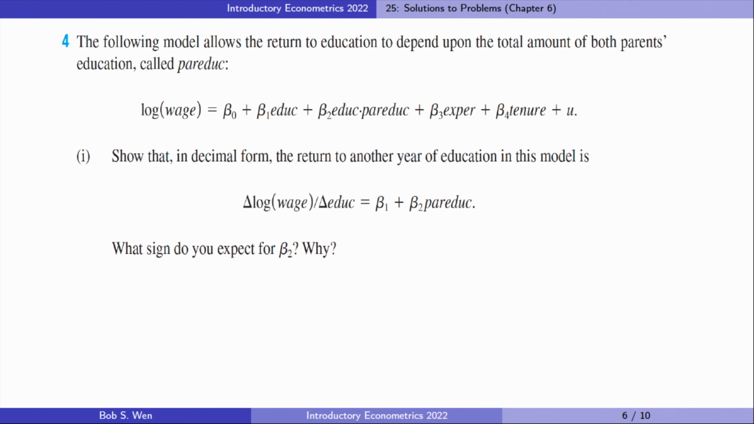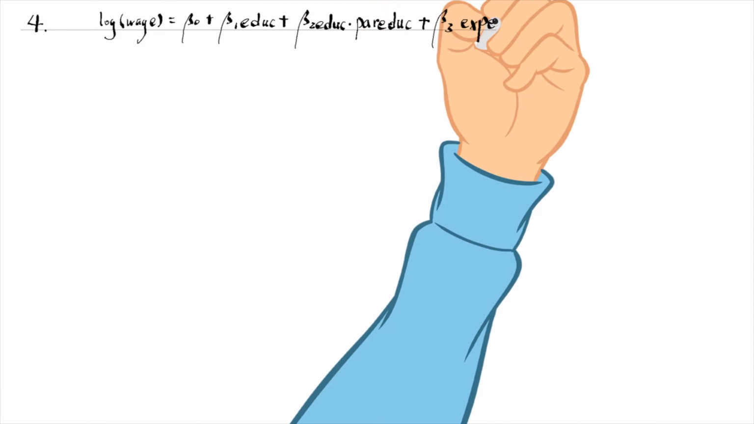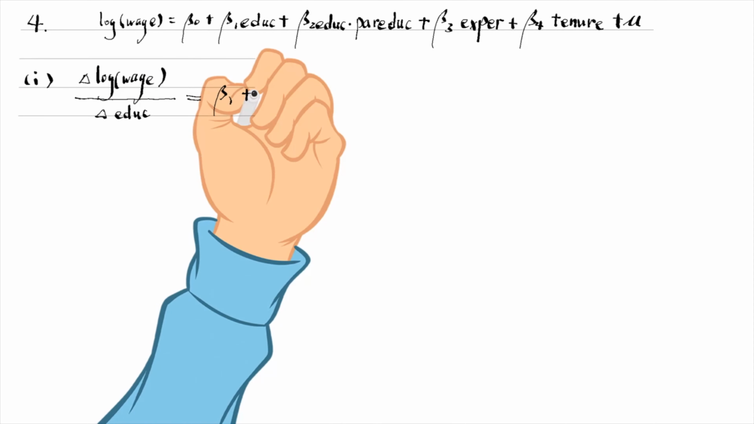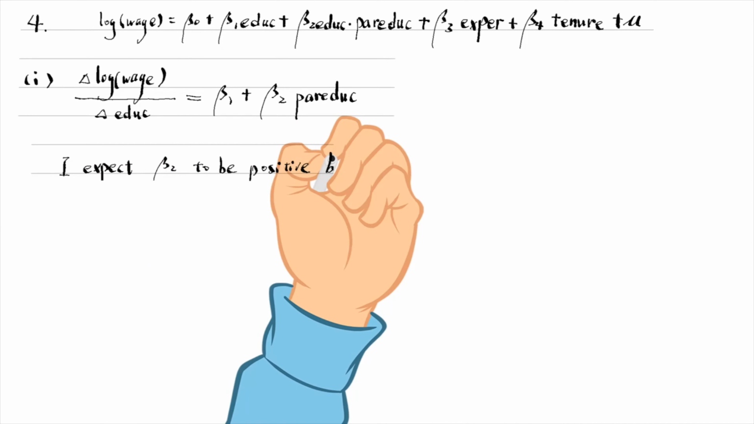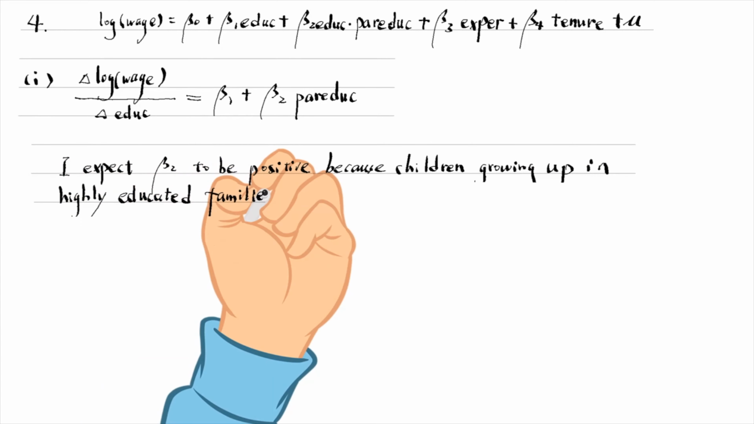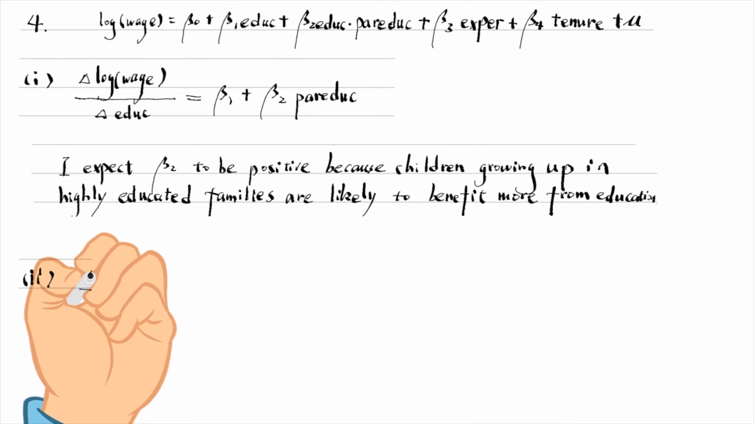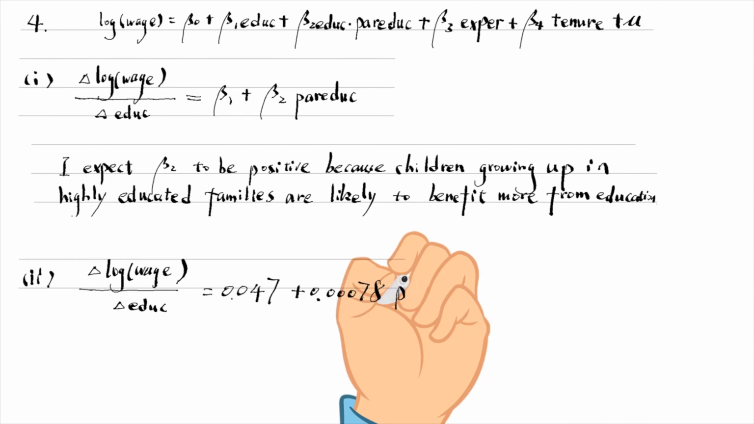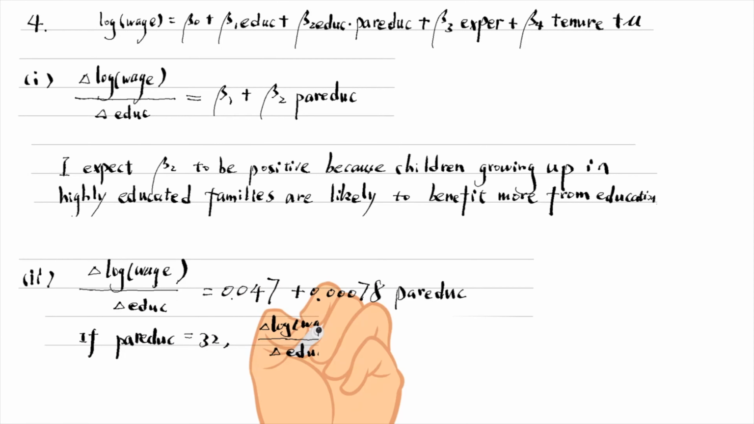Let's find an answer to problem number 4. Using simple calculus, we can show the marginal effect of another year of education on the log wage as a function of parents' education. I expect beta 2 to be positive because children growing up in highly educated families are likely to benefit more from education. Plug in the estimates and we have the marginal effect of education on log wages.